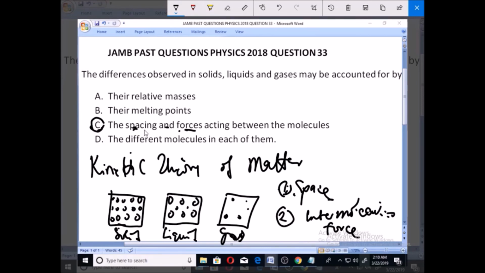So what determines the difference in the behavior of solids, liquids, and gases is the intermolecular forces and the spacing between them, and that is why there is lesser space between the molecules of the solid. There is much better space here in liquid, and even much better space in gases. Then the molecular forces here are very strong, holding them together, preventing much movement. Here it is lesser, there is movement, and here it is even lesser, making there be dispersed random motion. So C is the correct answer for this.